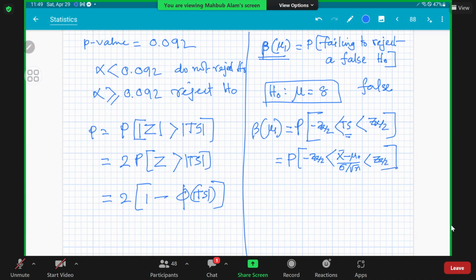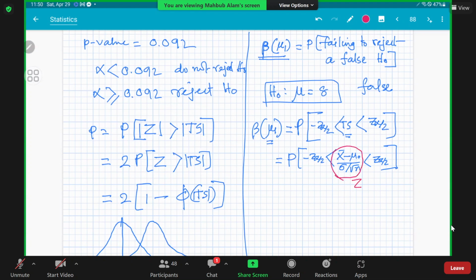The problem is we cannot calculate this probability once it is given that... okay, let me draw the diagram here. It is 8, but the true value of the parameter mean is mu, which is 10. That means we have a curve like this. So what is the problem here? The problem is we cannot replace this one by z.